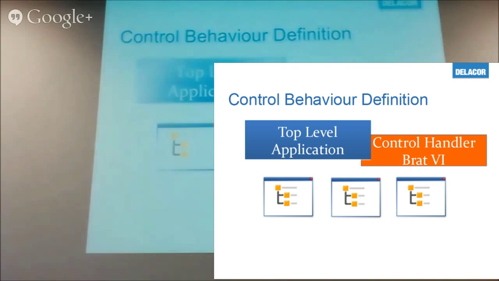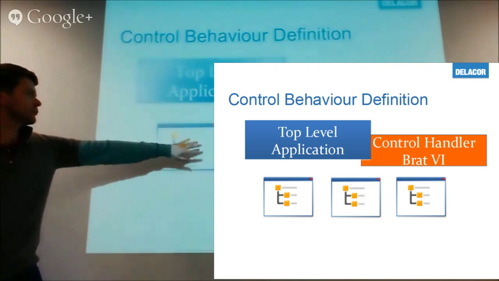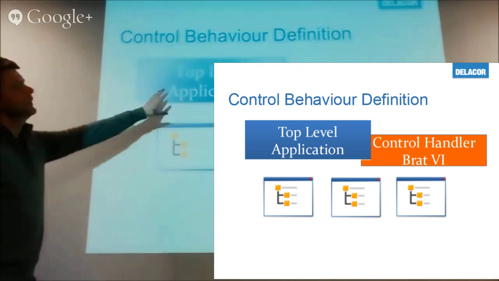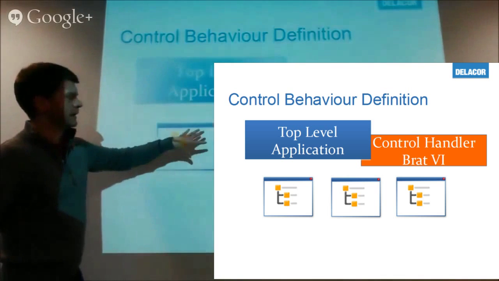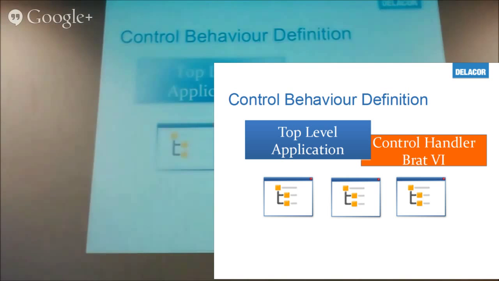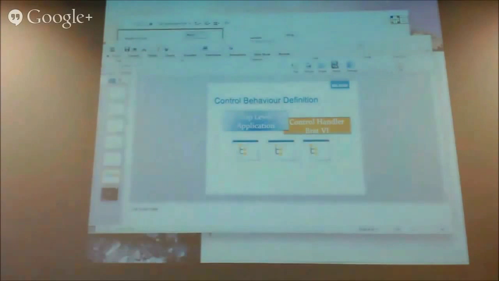And then control behavior definition. So you've got a top level application, and within this application, you've got several windows that may appear as you're performing different things, and they all have a tree control, or they all have multi-column list boxes on them. You could write a Brat VI to handle the behavior and the appearance of all of those windows and have it centralized in that definition of that behavior in a single location. So let's see what that might look like.